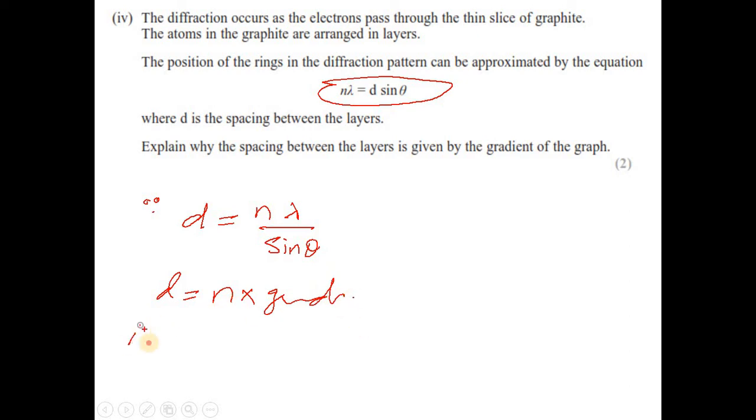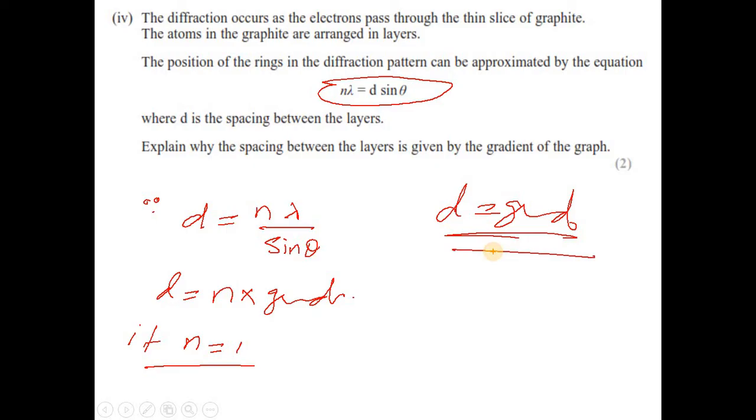And if n equals 1, and why am I taking n equal to 1? Because I'm considering the first order ring. So for the first order ring, if n equals 1, d is equal to the gradient. I'm sorry about my writing, it's not, of course, good. So this is the gradient.